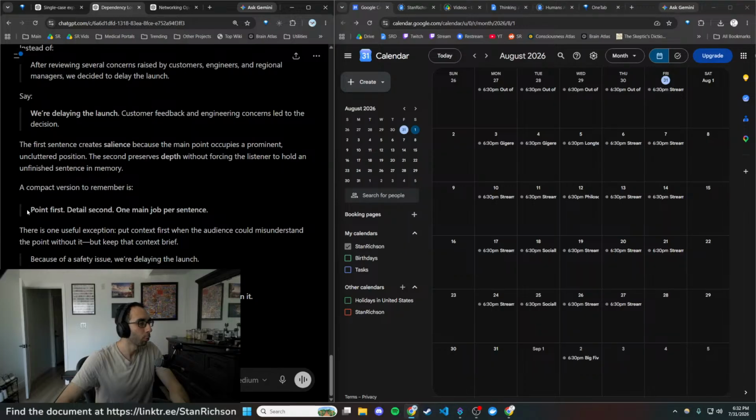Compact version to remember is point first, detail second, one main job per sentence. There's one useful exception. Put context first when the audience could misunderstand the point without it, but keep that context brief. Because of a safety issue, we're delaying the launch. So that would be the example. So the rule is give the minimum context needed, state the point, then explain it.